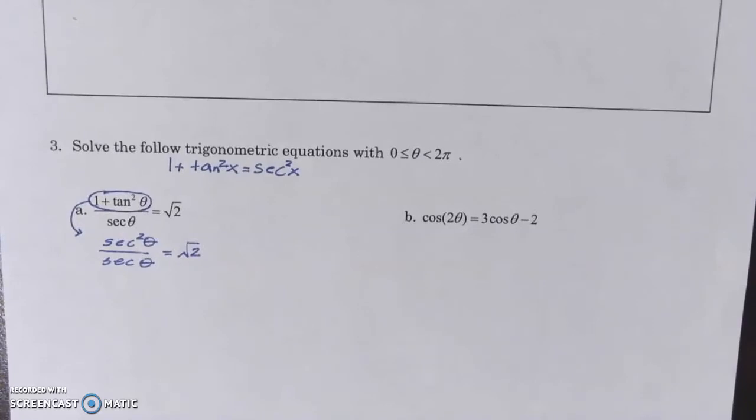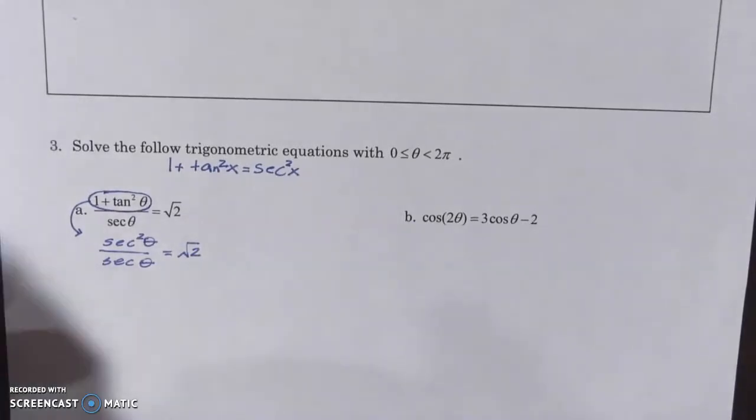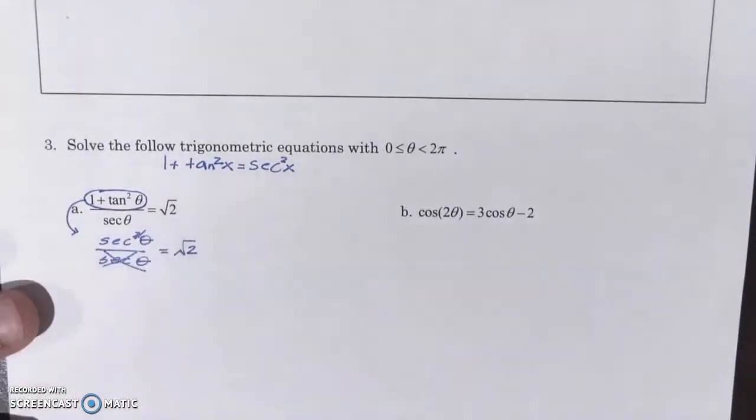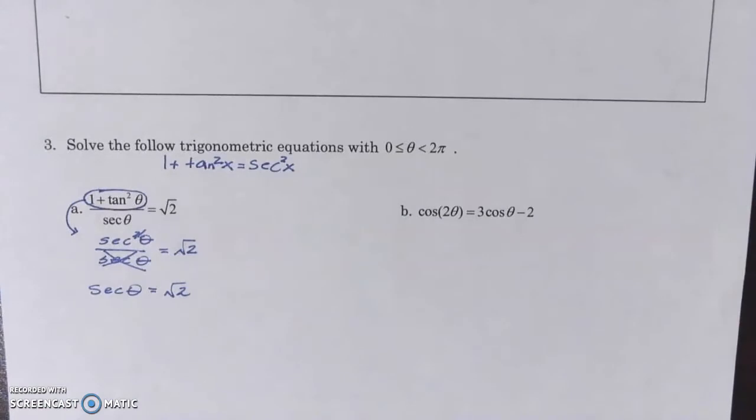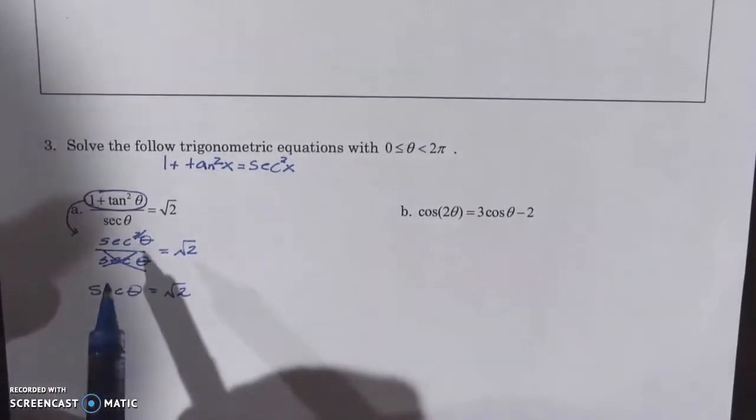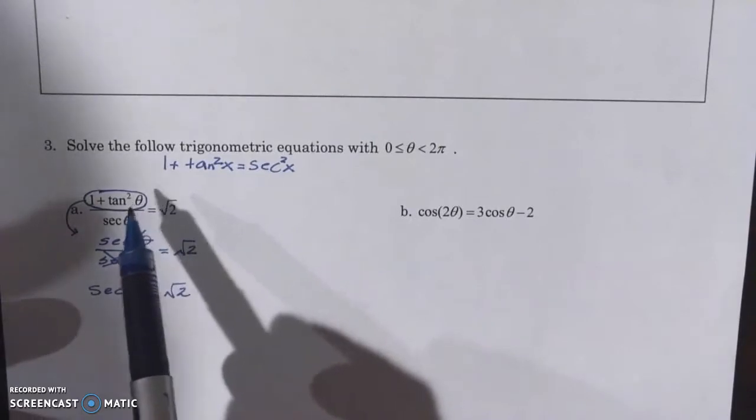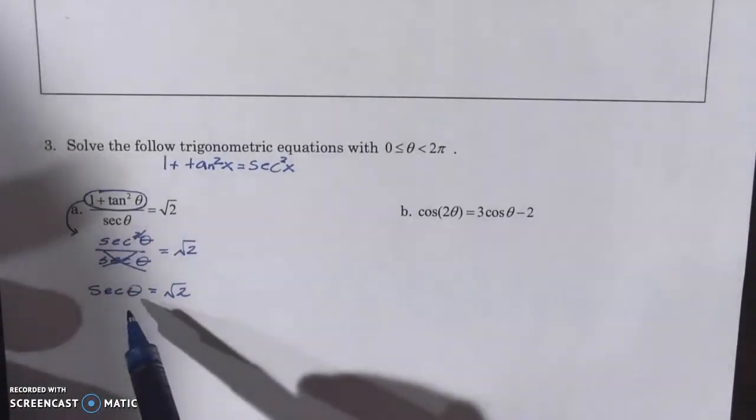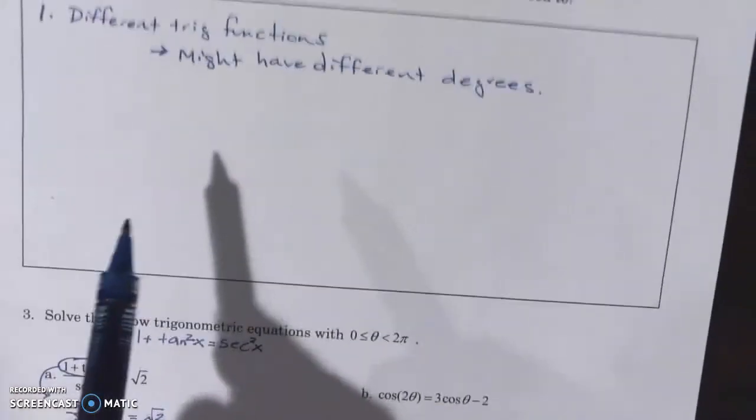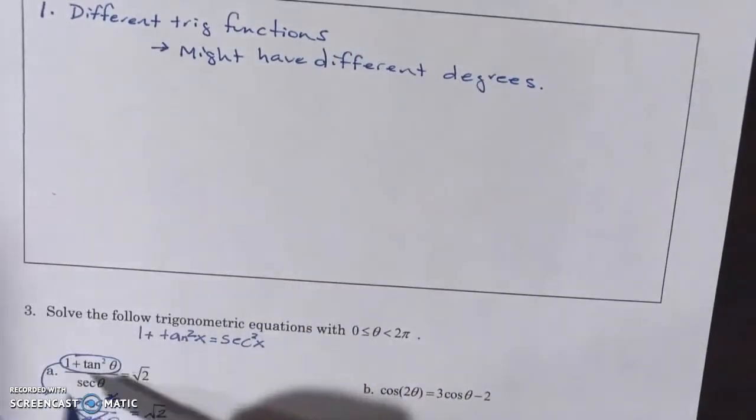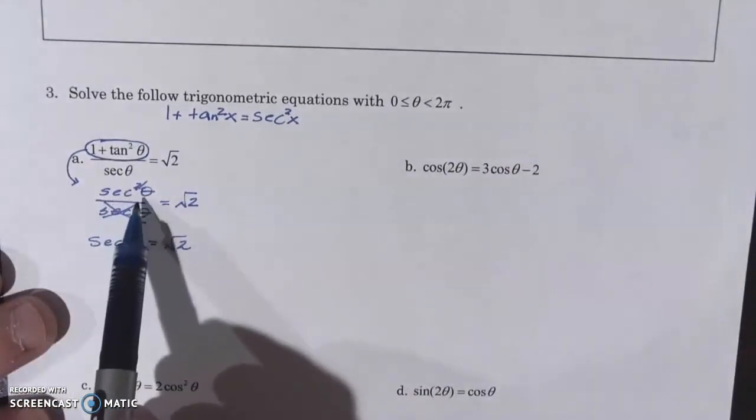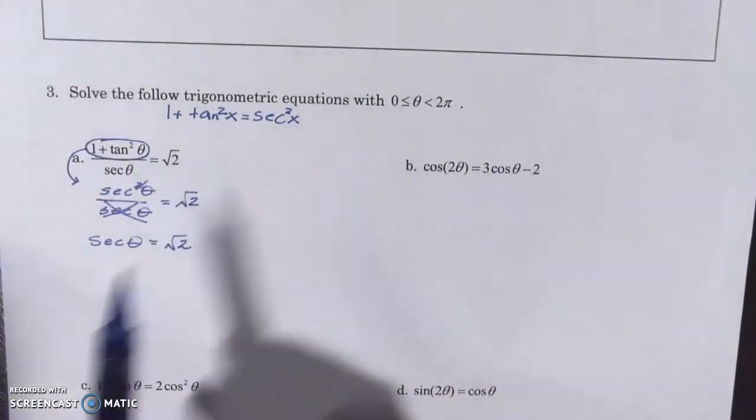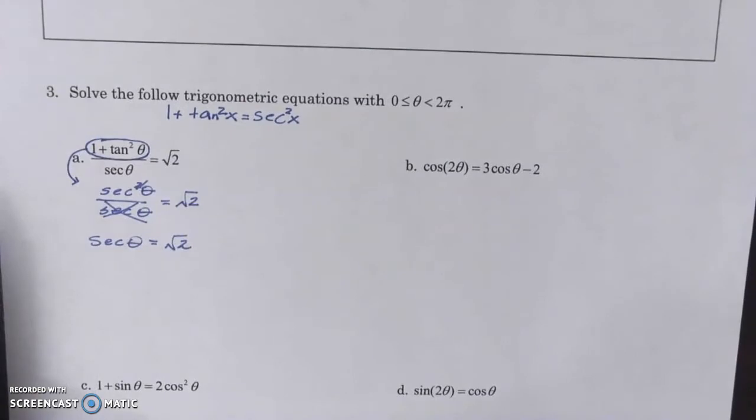All right, fantastic. We have a squared term on top, a singular term on the bottom. We can cancel that squared and that secant. We're left with secant theta equals the square root of 2. Very good. We have just simplified this equation as much as we possibly could. We used an identity and made things a lot cleaner and easier for us. The reason we did that is one of our little problem areas: we had different trig functions, they had different degrees, and we used an identity to make our life easy. It turned into the same trig function, and then something nice happened where we ended up with secant theta equals the square root of 2.